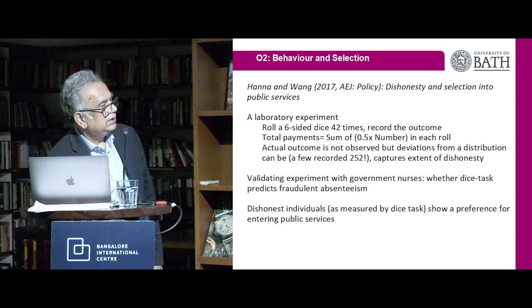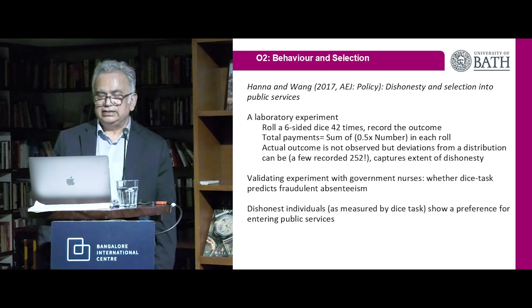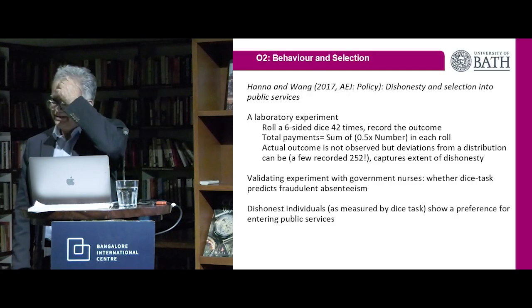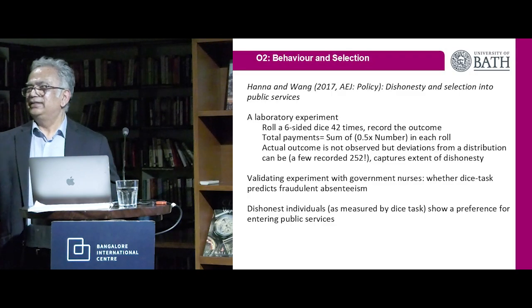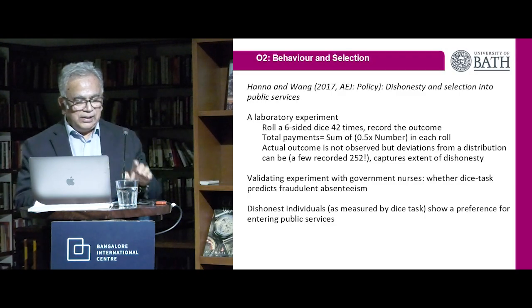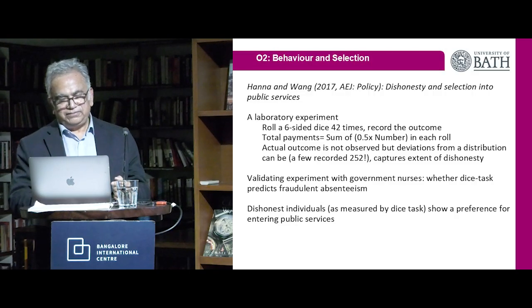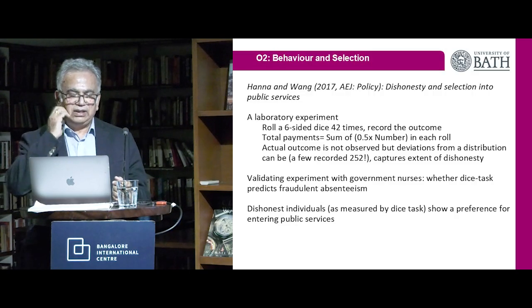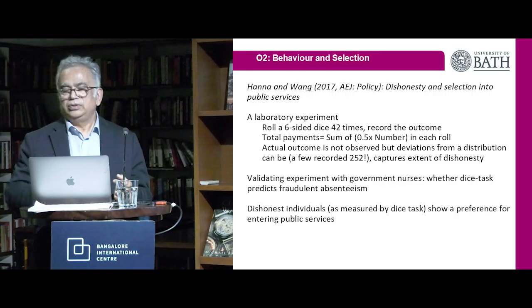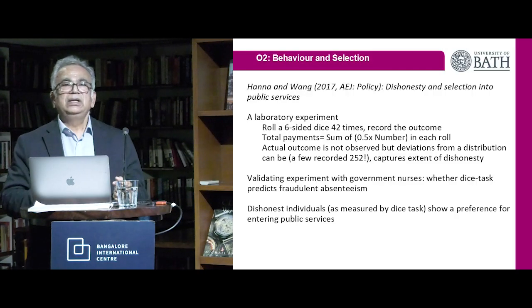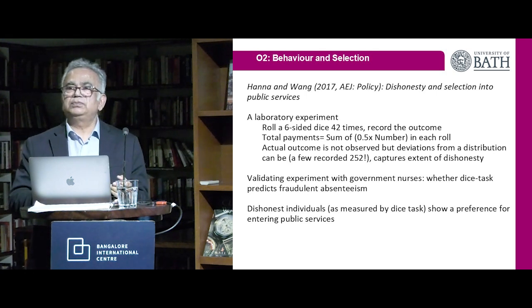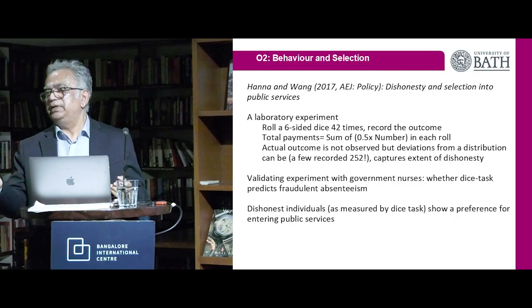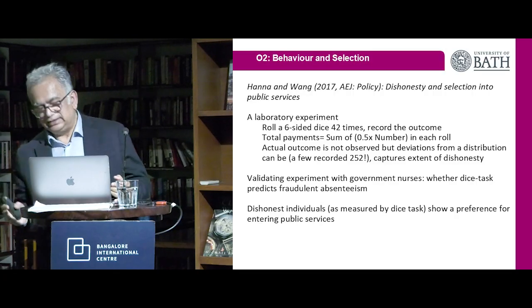What they would say is that dishonest individuals, as measured by this, show a preference for entering public policies. My apologies to bureaucrat friends. This is not the only thing, but there is this. I don't want to make too much of it. They say they did some validating experiments also with government nurses, surveying nurses working in government hospitals, where the form of corruption could be absenteeism. You take pay for not doing your work.